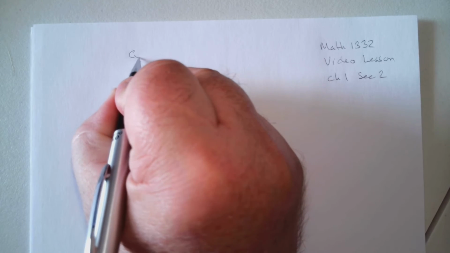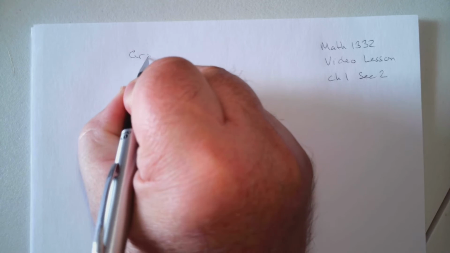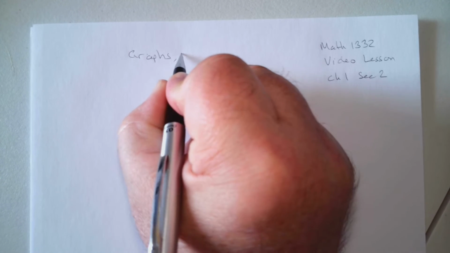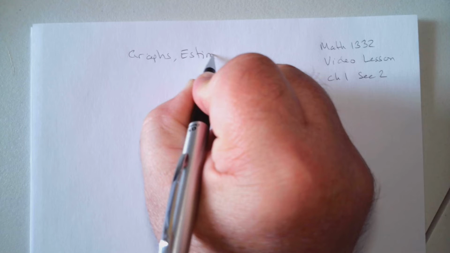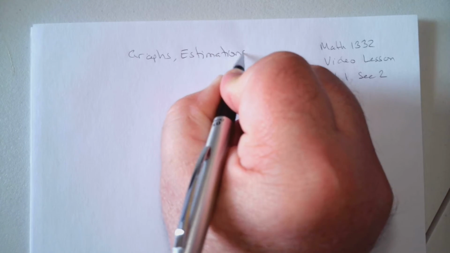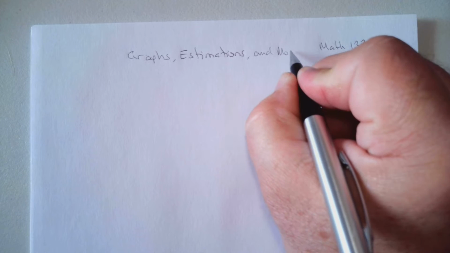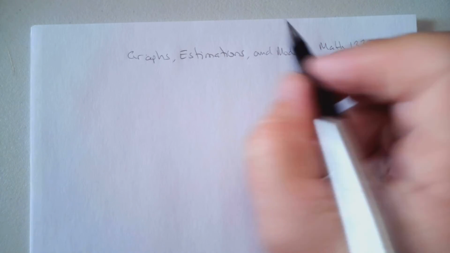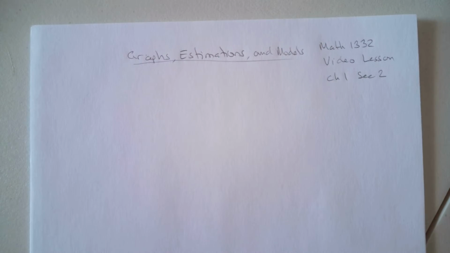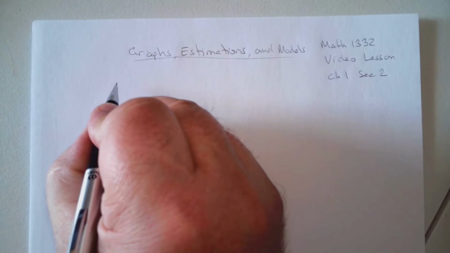Chapter 1 section 2. This section deals with graphs, estimation, and models. Let's begin by looking at what these mean.